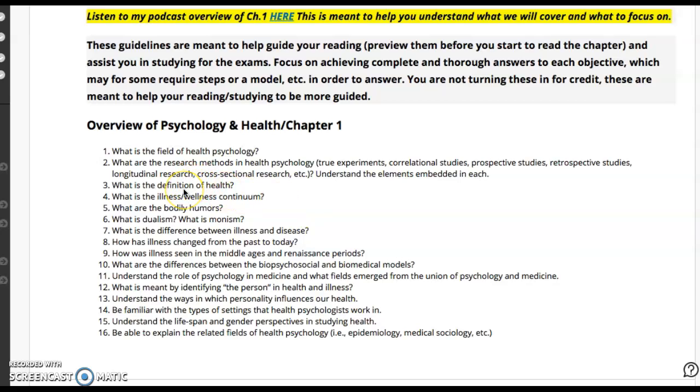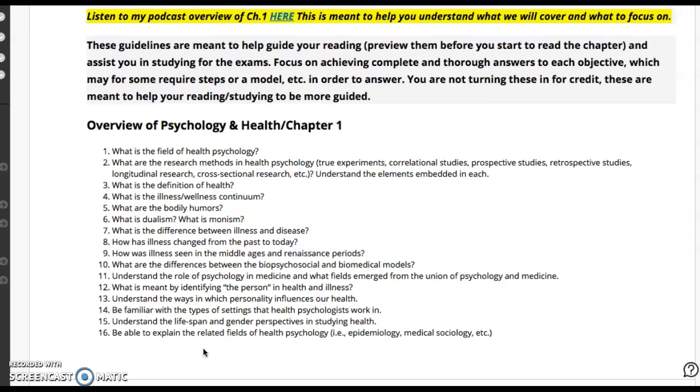Some of these questions are pretty straightforward, like what is the definition of health? Some are a little bit more complex. What is the illness-wellness continuum? Well, it's kind of a multifaceted question that has different parts, right? So sometimes these objectives might ask you what a model is of something, or what different steps are taken of something. So the good thing about it is you're not going to miss anything. You're going to make sure you cover everything in the chapter by going through these points.